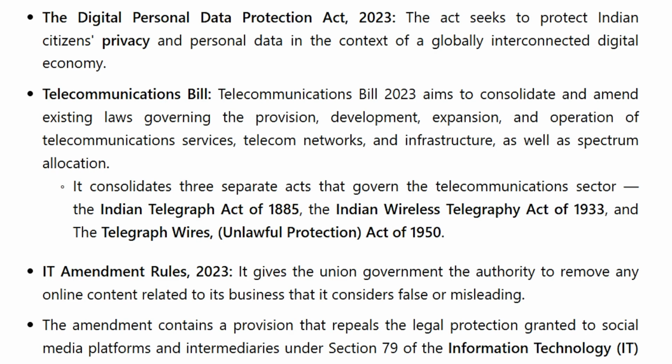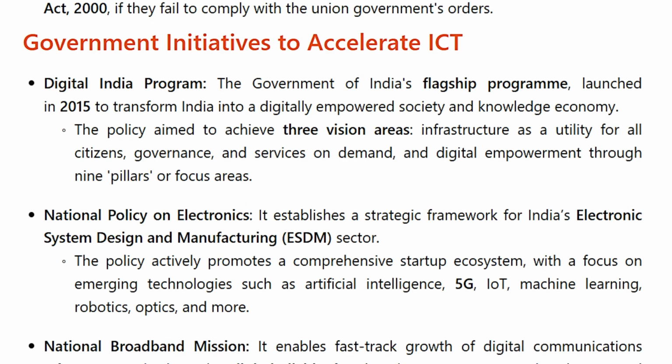IT Amendment Rule 2023. It gives the Union Government the authority to remove any online content related to its business that is considered false or misleading. The amendment contains a provision that repeals the legal protection granted to social media platforms and intermediaries under Section 79 of the Information Technology Act 2000 if they fail to comply with the Union Government's order.